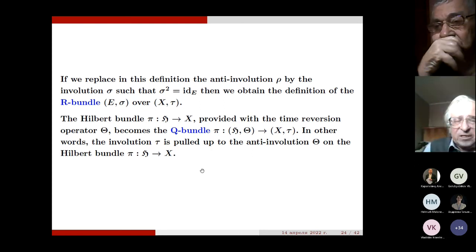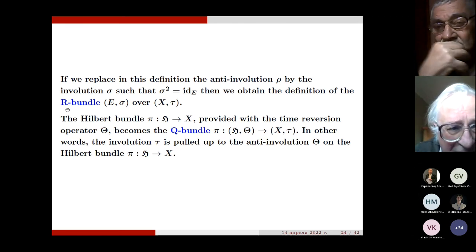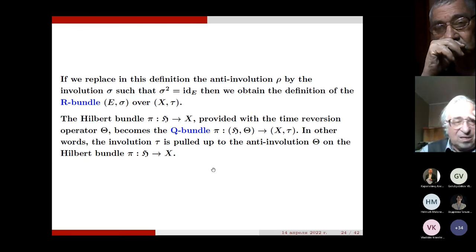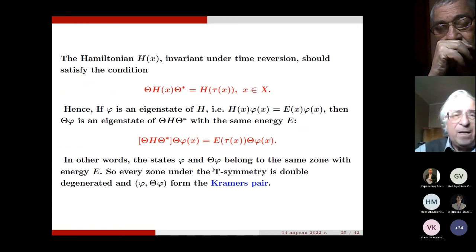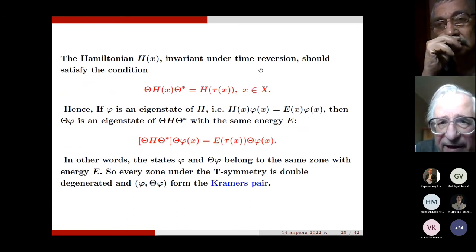And then we got the KQ functor, or KR bundle. But to save time, I shall not speak about it now, though this is also a very interesting topic. Now let's return to our Hamiltonian H of x, which is invariant under time reversion.